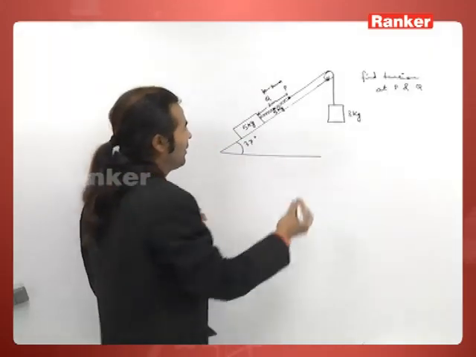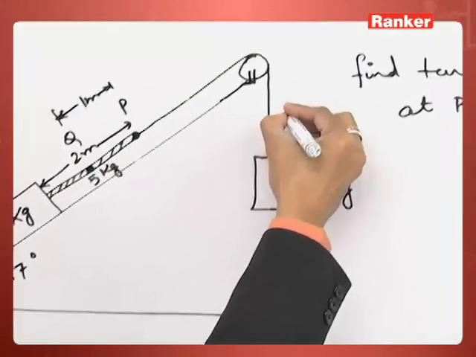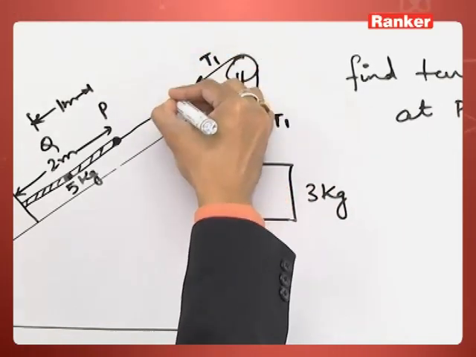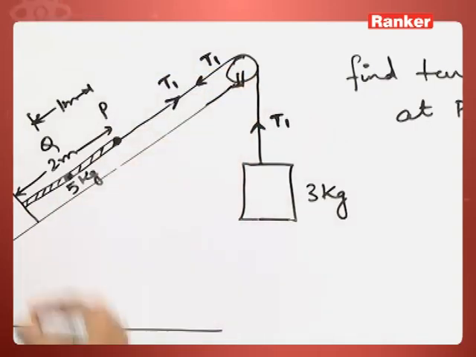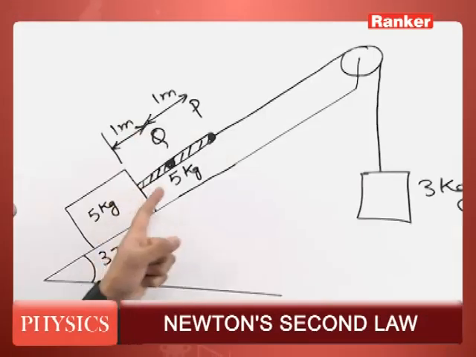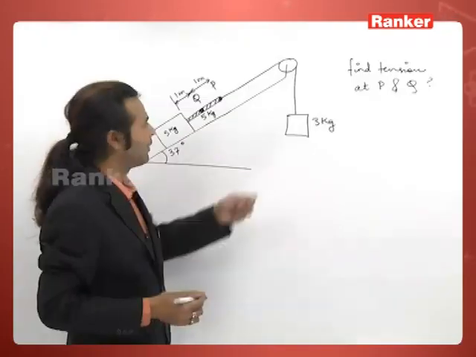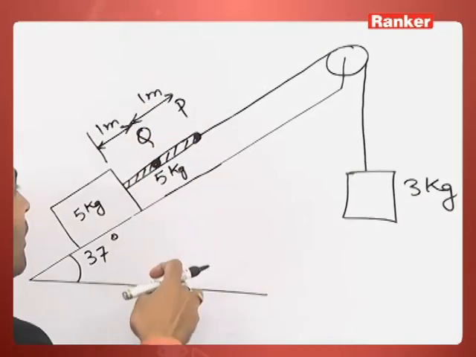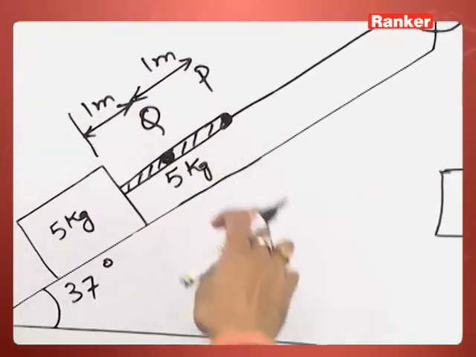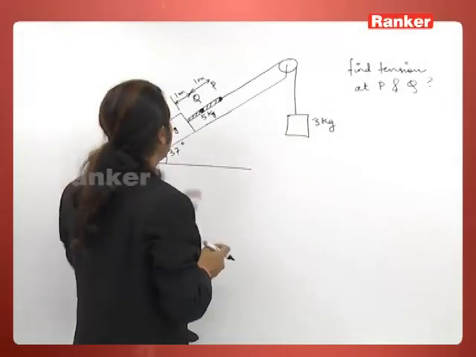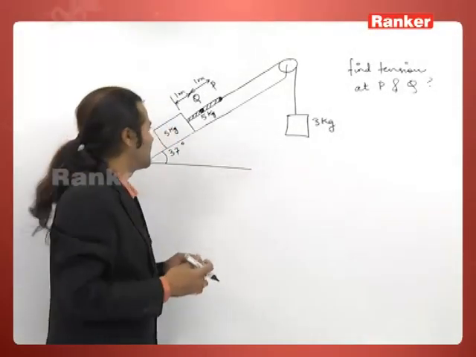So let us say the tension here is T1. Now I take this 5 kg block, to find out the tensile forces at Q, P and everywhere. This is the 5 kg block, and this is the 5 kg rope of length 2 meter, connected with a light inextensible string holding a mass of 3 kg. I need to find out all the forces involved.